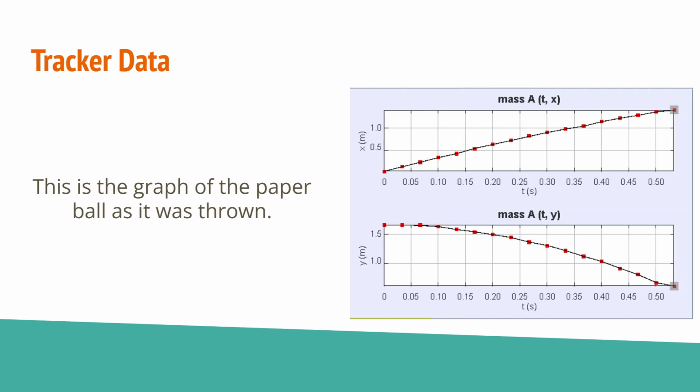The tracker data. This is the graph of the paper ball as it was thrown, showing a parabolic motion in the y direction.